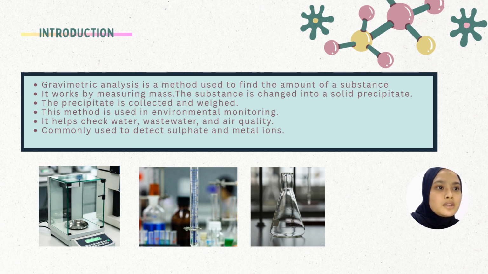Gravimetric analysis is commonly used in environmental monitoring. It helps us to check water, wastewater, and air quality. For example, it can be used to detect sulfate and metal ions, which are important pollutants in the environment.